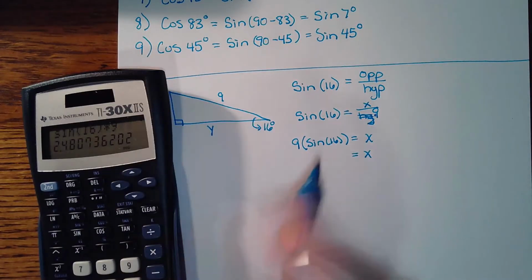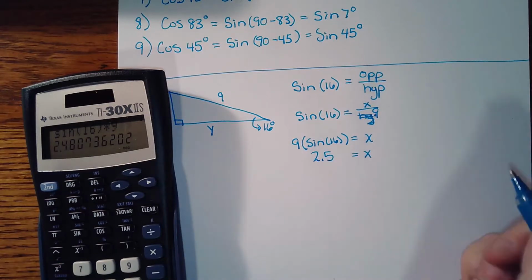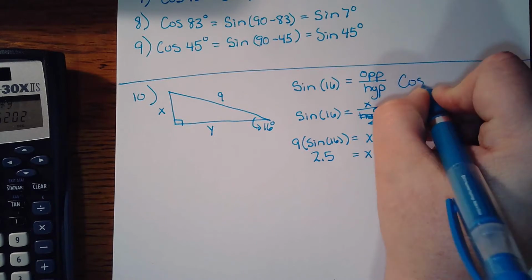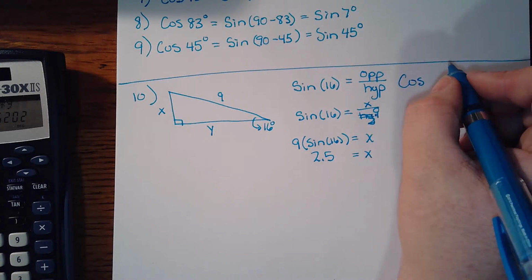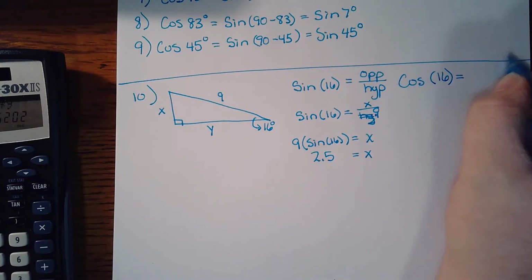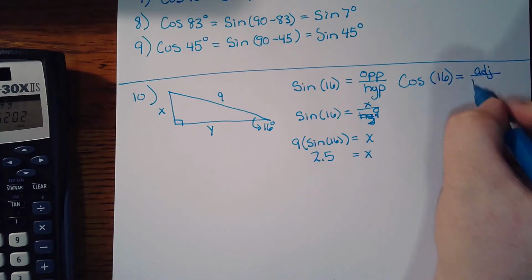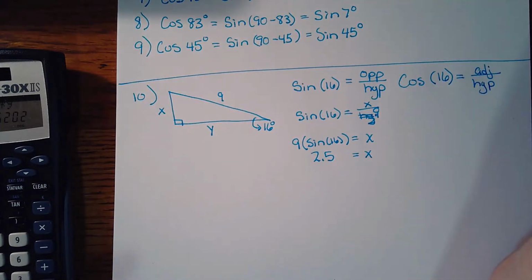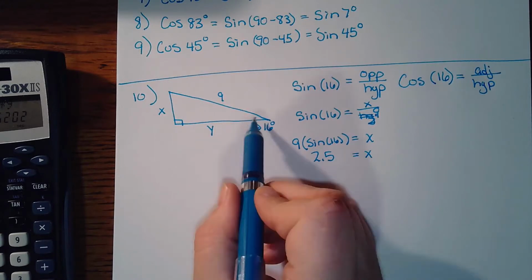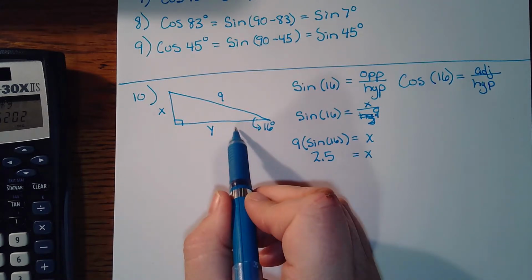So 2.5 is what I get for my x. For my y, cosine is what we're going to do here to get the y. Cosine 16 equals adjacent over hypotenuse. Now keep in mind that you could do either one of them first. It does not matter, because when you're calling it cosine, it just means you're looking for the y value or the other leg. You could have gone for the y first as long as you call it cosine first.